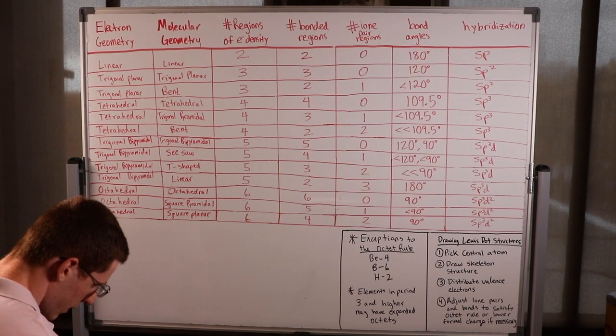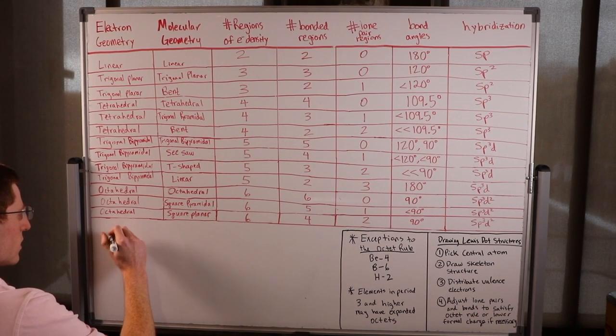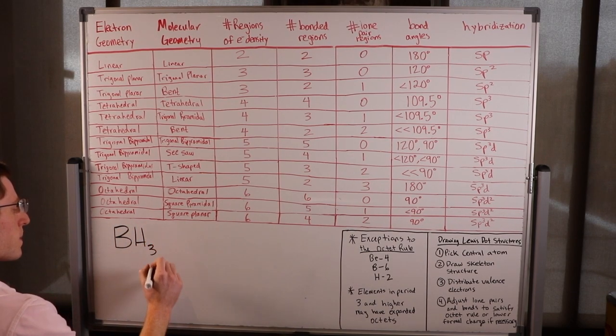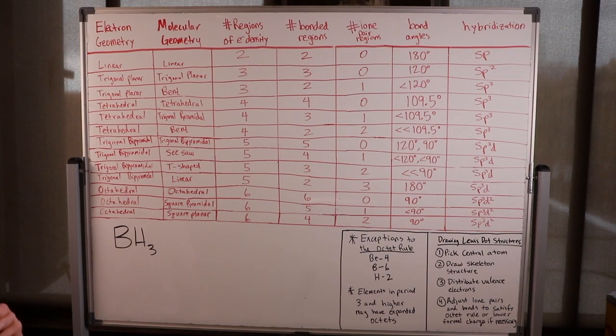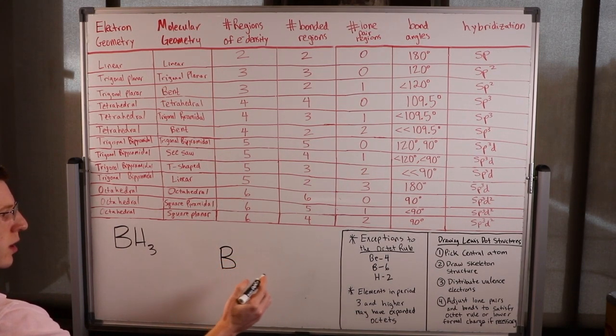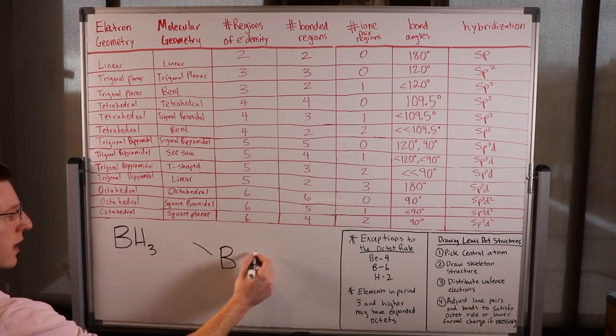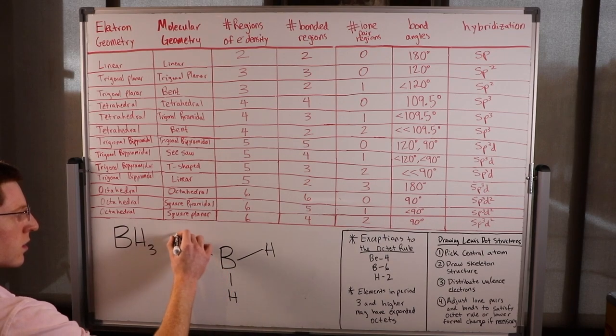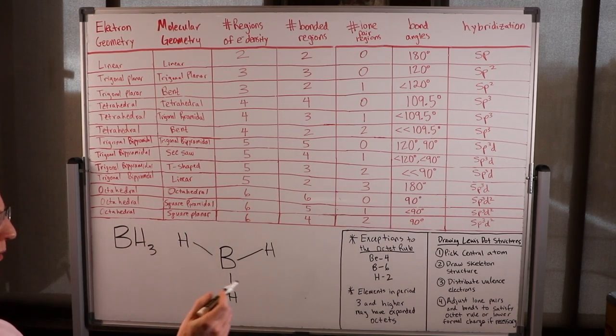Okay, so the next one I want to do is BH3. So BH3, I'll pick my central atom, so that'll be the boron, and then I'll draw my skeleton structure, so I'll attach my outer atoms. And then I'm going to distribute my valence electrons, so let's see how many I have total.